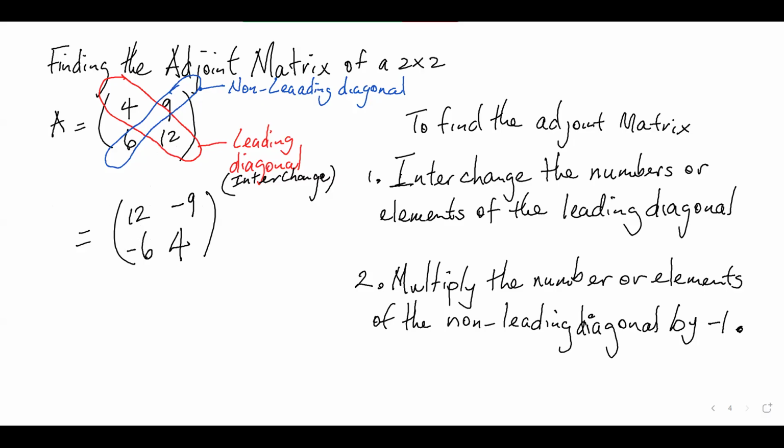So A adjoint is equal to 12, -6, -9, 4. So it's only two simple steps. Interchange, and the other one is to multiply by -1.